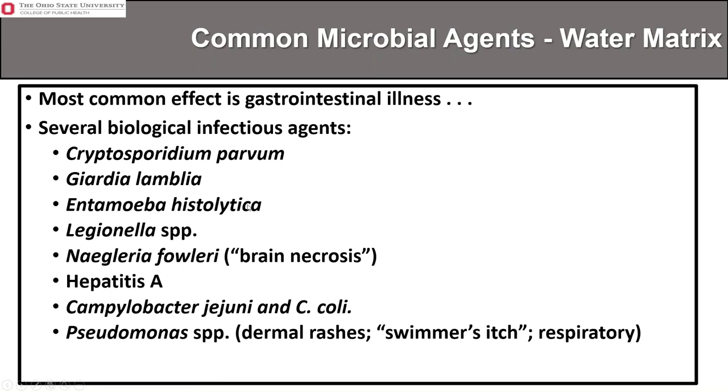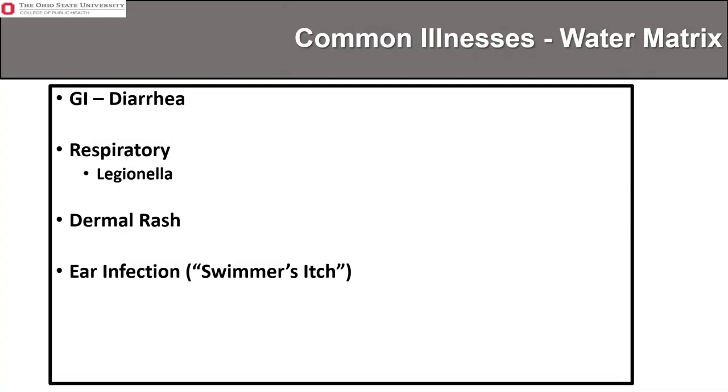And so here's a list of some very common infectious agents. And these are gastrointestinal illness being the primary, but certainly not the only one. Legionella here, it's really pneumonia, so the respiratory illness is certainly involved with Legionella. But this is a list of some very common ones that we deal with, and these are some examples of common illness. So, Pseudomonas in hot tubs is linked with swimmer's itch and ear infection and dermal rashes, for example.